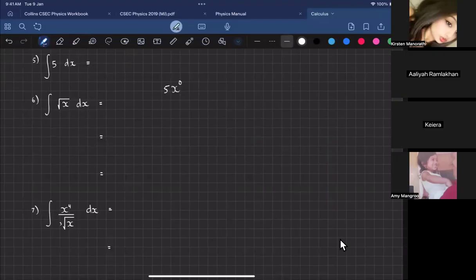Yeah. So anytime you see 5 or any constant, it's understood to be x to the power of 0. So apply the logic: in integration, you add 1 to the power and then you divide by that new number. So when you integrate 5, you get 5x. Anytime you integrate a constant, you just slap it on the variable. So if you integrate 5, that's 5x plus c, right? Try question 6 now.